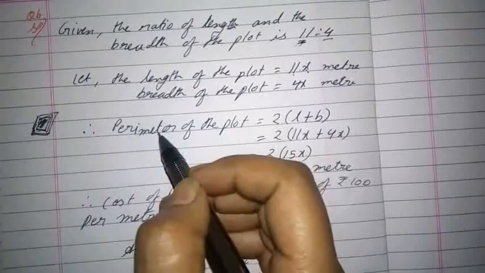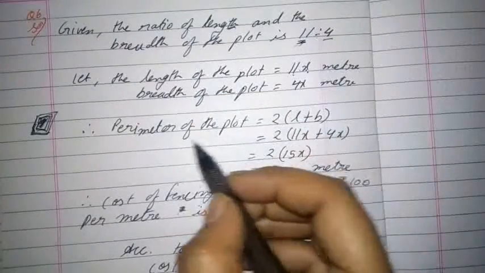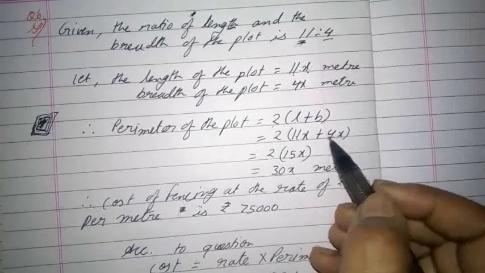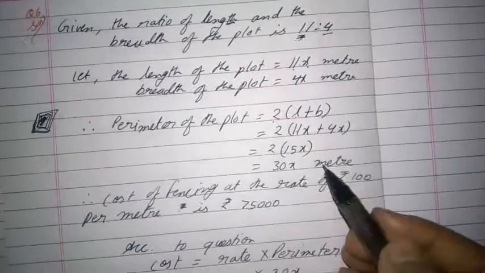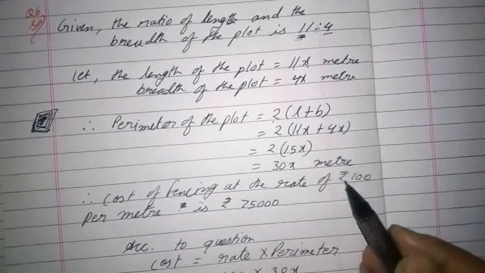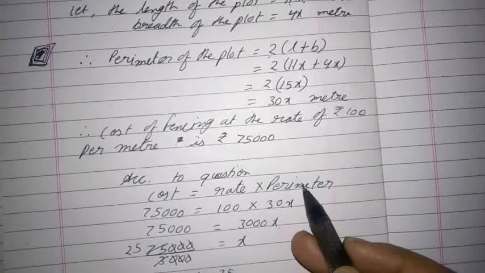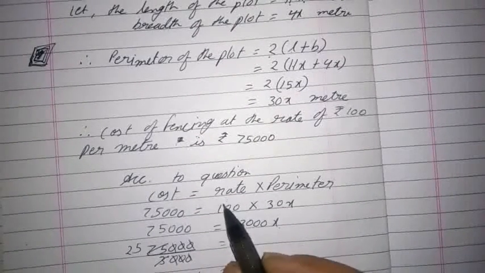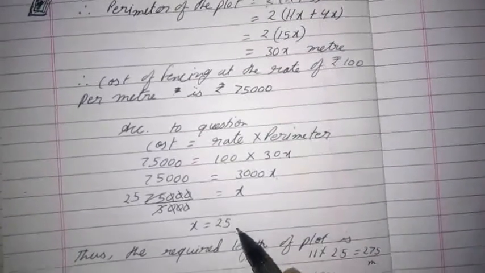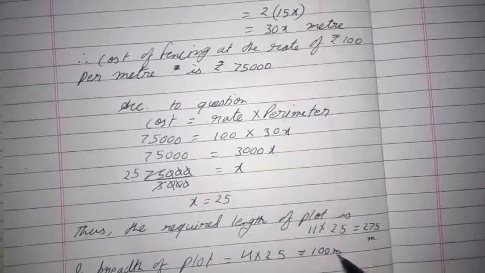So that's why here first I find the perimeter of the plot. The plot is rectangular, so the perimeter of rectangle is 2 times (length plus breadth). Length is 11x and breadth is 4x. So 11x plus 4x is 15x, and 2 into 15 is 30x. Now cost of fencing is given, which is 75,000 at the rate of 100 per meter. So cost equals rate into perimeter. So here we write the cost, rate and perimeter, and we solve it, and we find the value of x, and the value of x is 25. So the required length is 275 meter, and the required breadth of the plot is 100 meter. That's it.